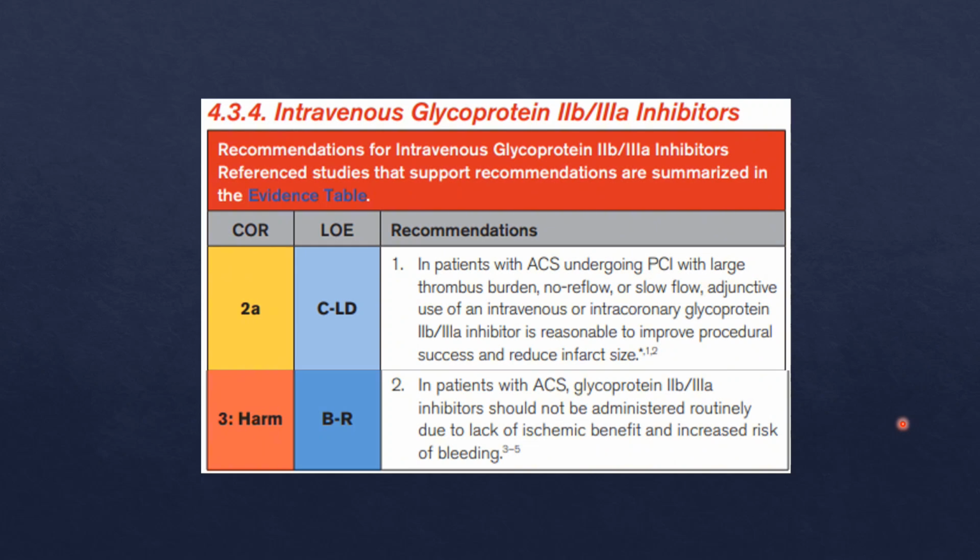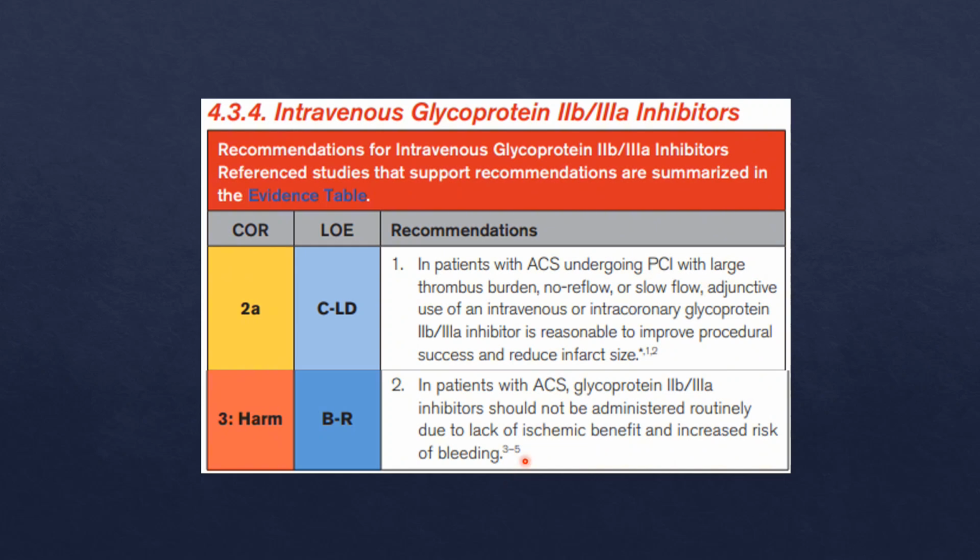In current practice, the role of GP2B3A inhibitors is largely limited to the adjuvant use at the time of PCI in patients with large thrombus burden, or as a rescue or bailout therapy in patients with PCI complications such as no reflow, persistent or recurring thrombus at the lesion. So it gets a class 2A recommendation in these kind of patients. And the routine use, like previously in guidelines, has a harm. So class 3 recommendation for that.